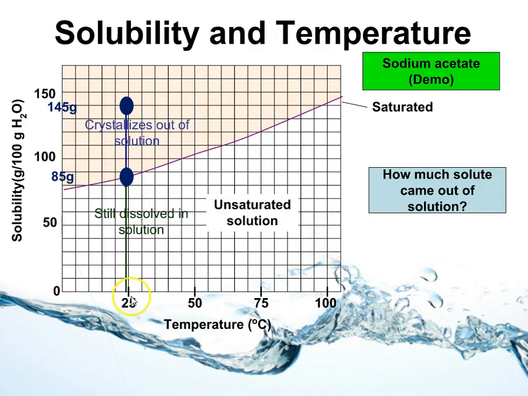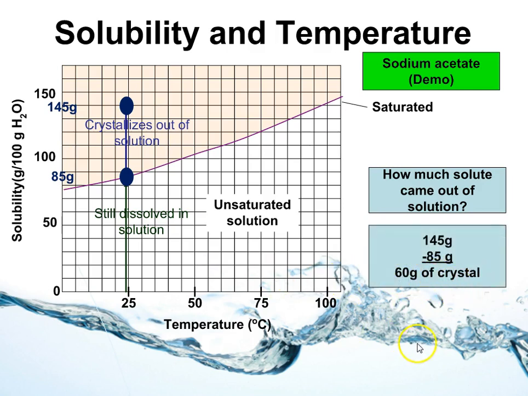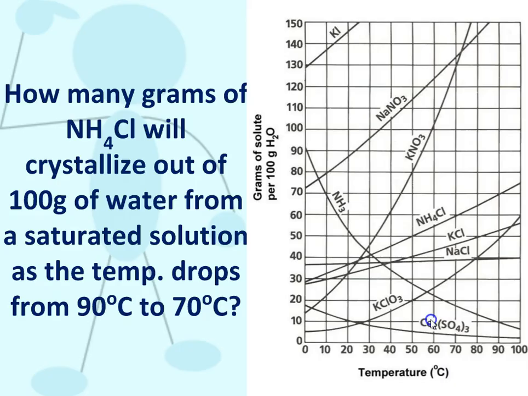There's still 85 grams dissolved. It doesn't recrystallize all the way down to pure water, only down to saturated. Okay, 60 grams of crystal is what would have crystallized out of solution. Let's look at another one of those. Go ahead and pause the video and try and figure this one out on your own.